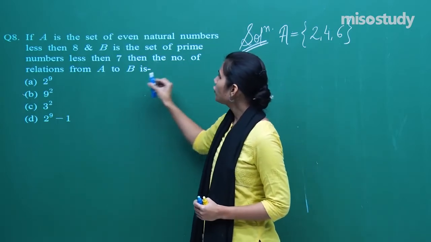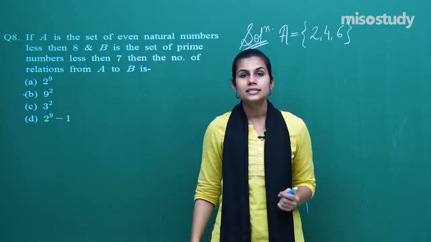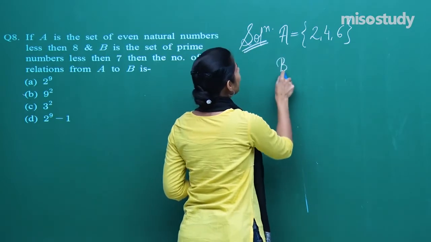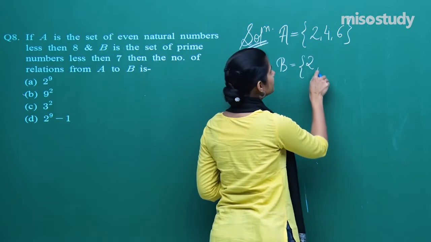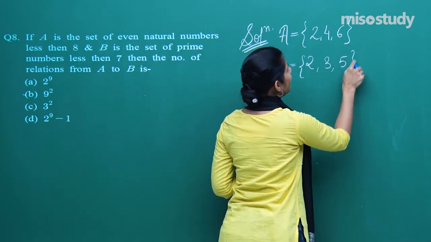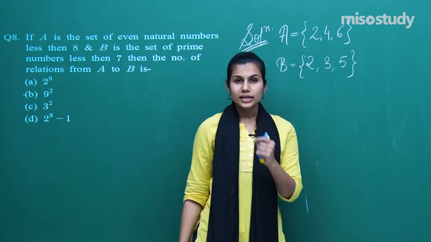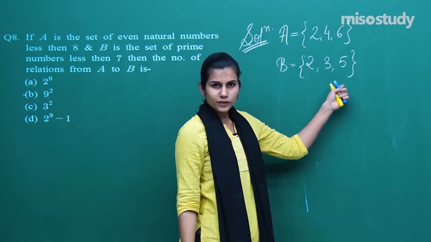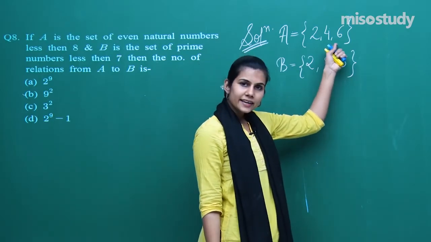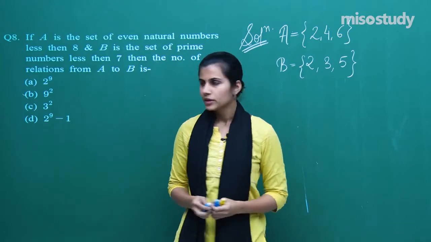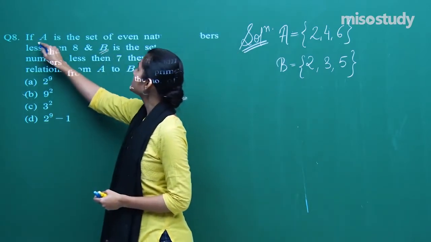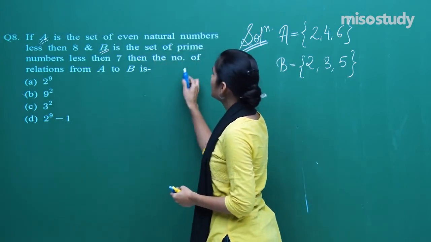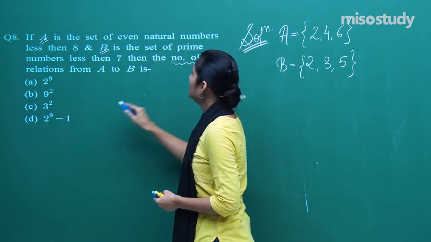And B is the set of prime numbers less than 7. Therefore, B happens to be: the prime numbers 2, which is less than 7, 3 and 5. It is strictly less than 7, so I am not putting 7 over here. Strictly less than 8, that's why I am not putting 8 over here. Now I have formed my B and my A.